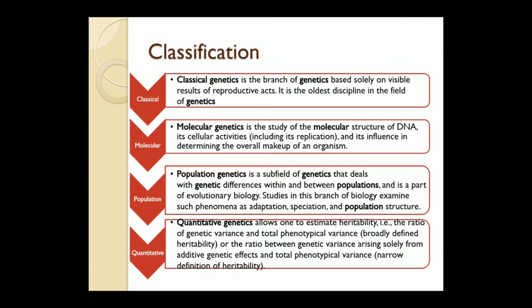Next is population genetics. It's a subfield of genetics that deals with genetic differences within and between populations and is part of evolutionary biology. Studies in this branch of biology examine such phenomena as adaptation, speciation, and population structure. Like a particular species, if we know the term Pangea, that is the ancient form of earth. In that case, no Himalayas were there, and the species were able to freely move from one continent to another.